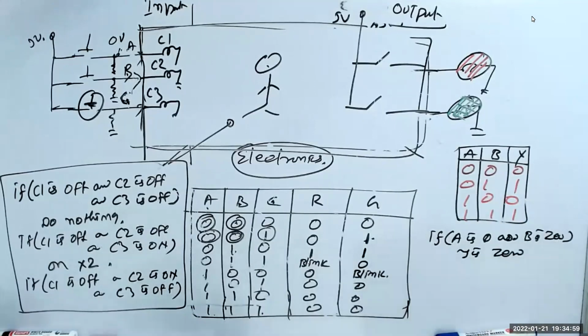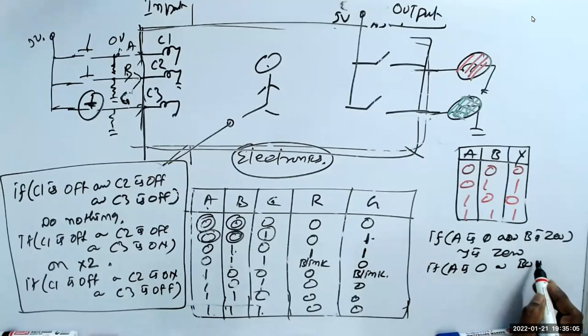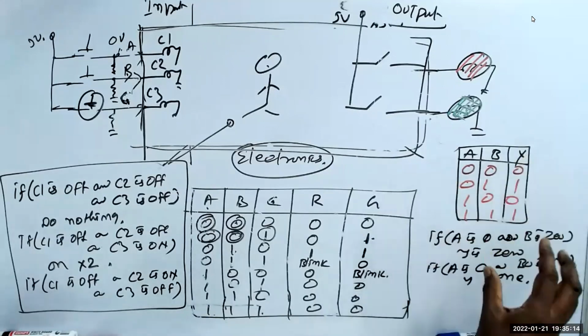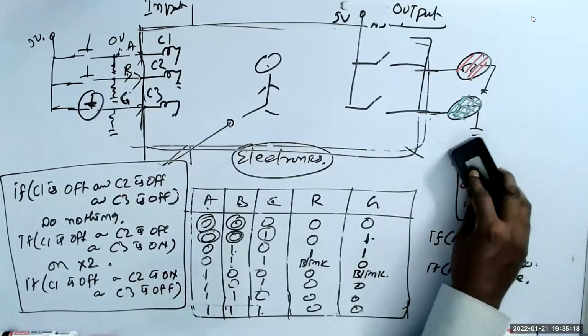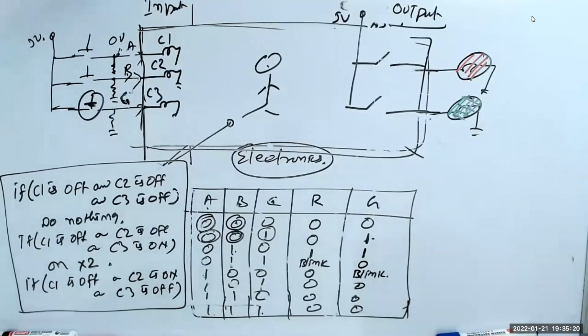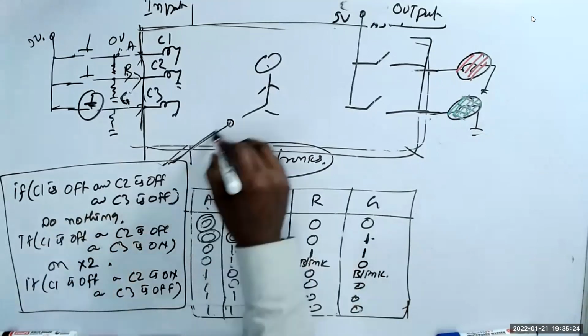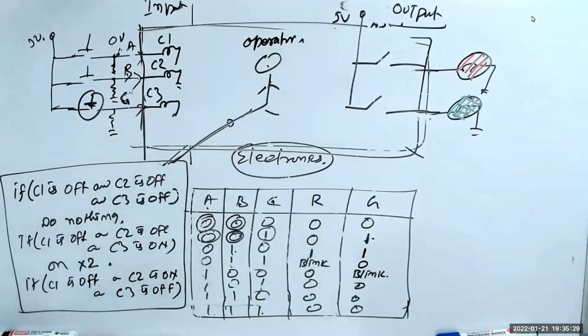Am I right? If A is 0 and B is 1, Y is 1. I am writing whatever is in the table into English. I have done the same thing here. I have written the table into English here. This I gave to this operator. Then the operator will do that.